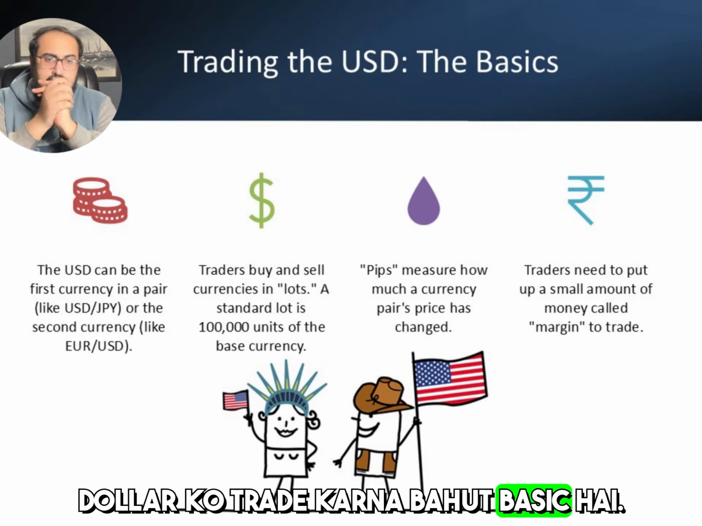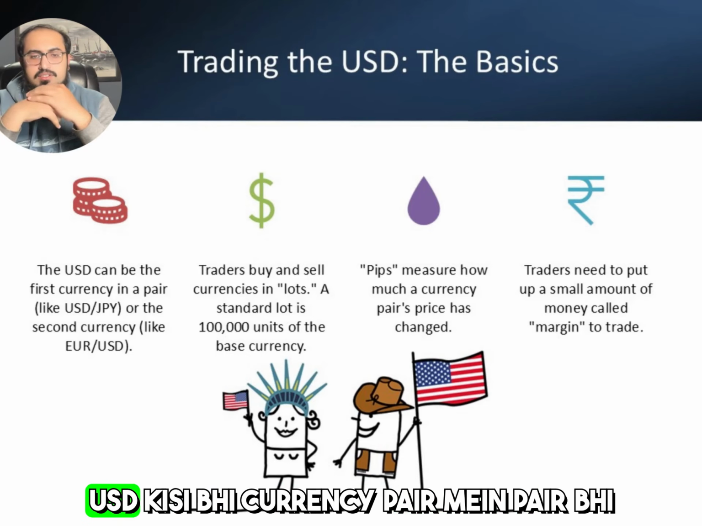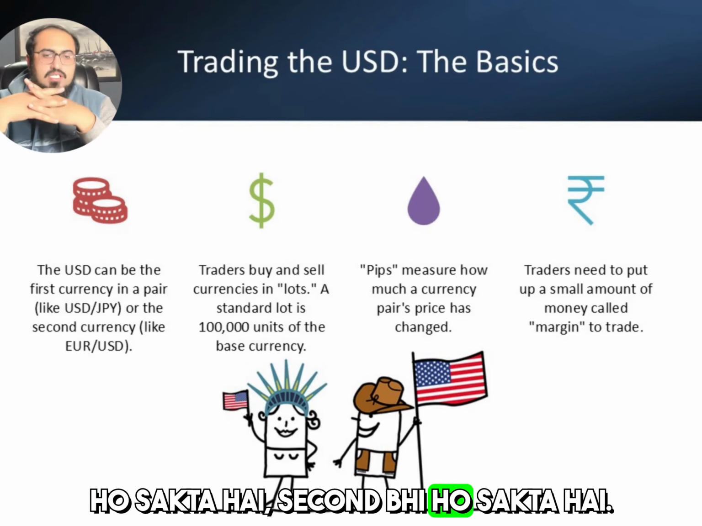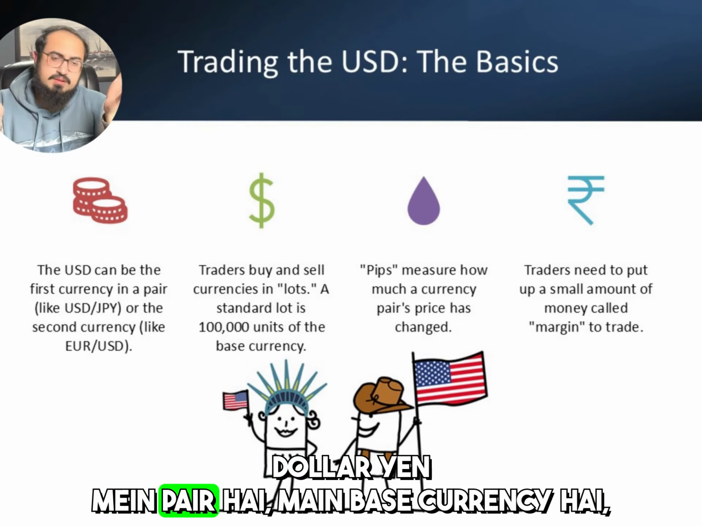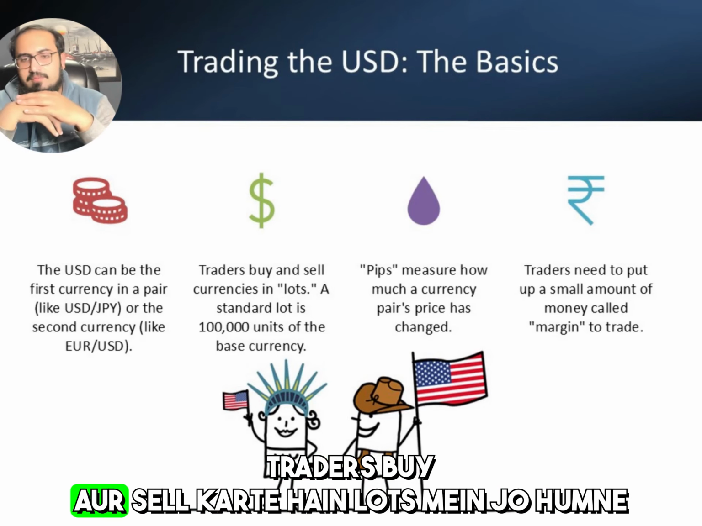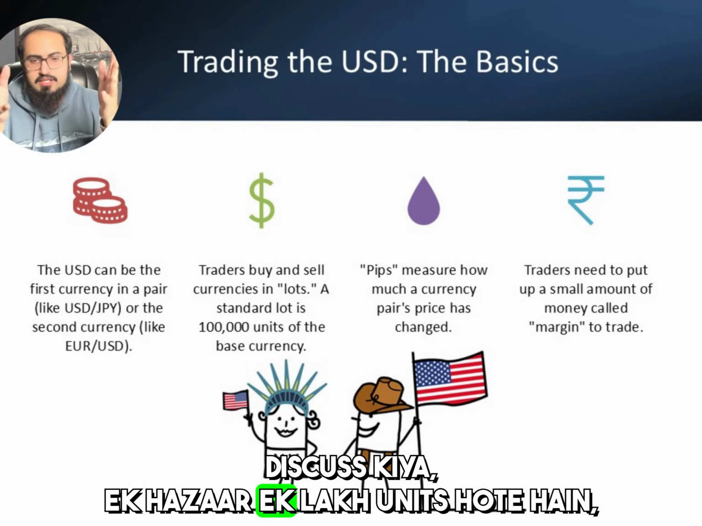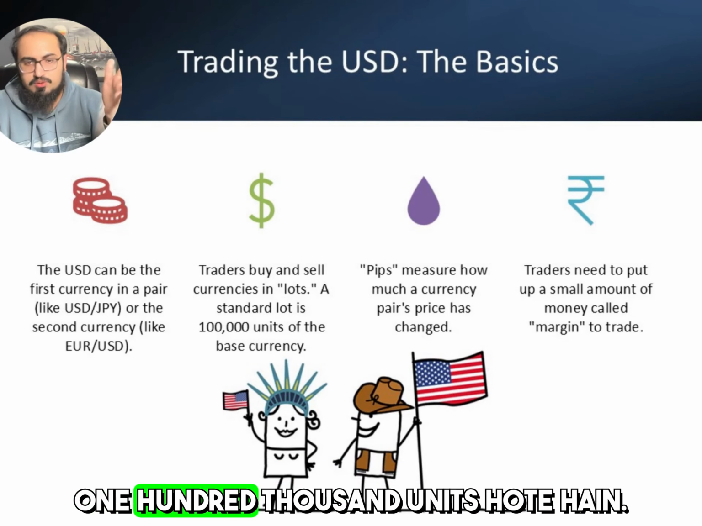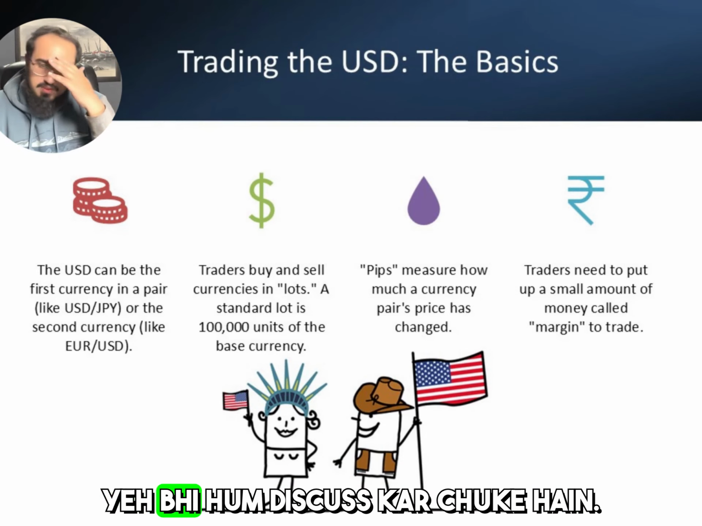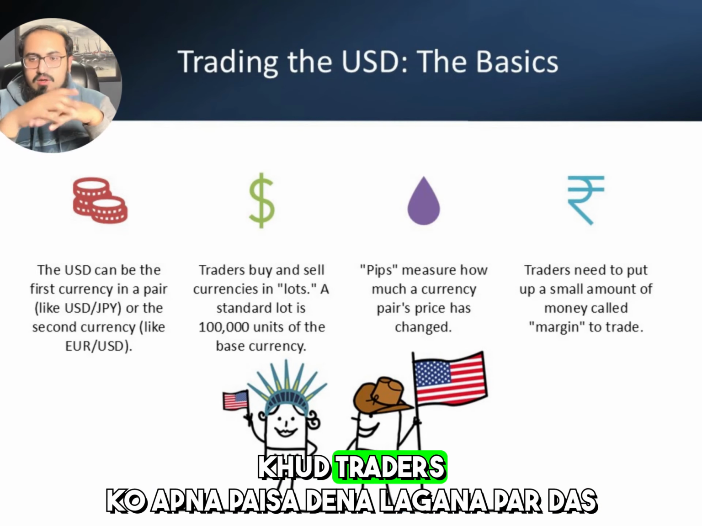Trading the dollar is basic. USD can be the first currency in any currency pair. It can be first or second. In dollar yen, it is first. It is the base currency. In Euro USD, it is the quote currency. Traders buy and sell. We discussed that a lot consists of 100,000 units, or 1,000 units. Then it is measured in pips. We have discussed this as well.